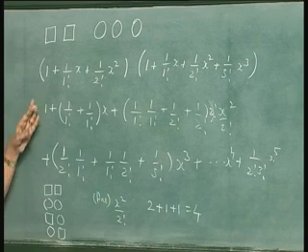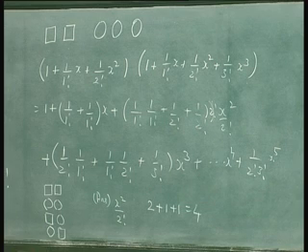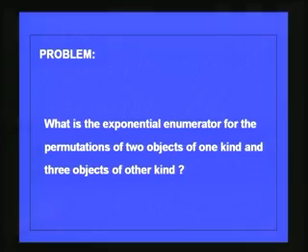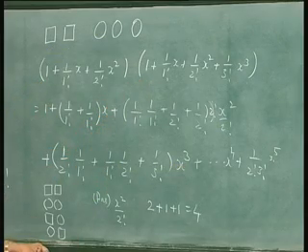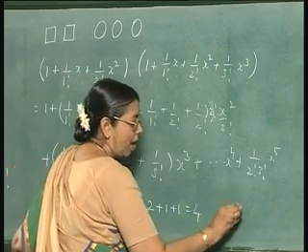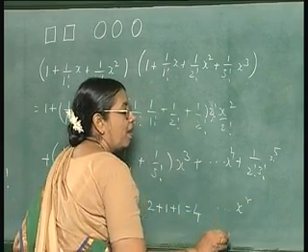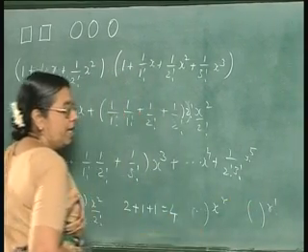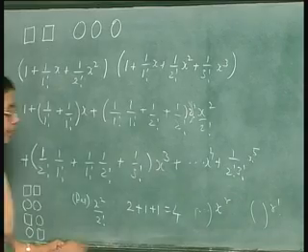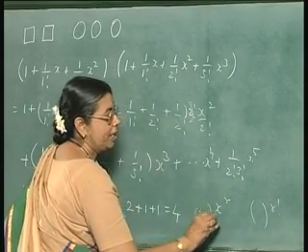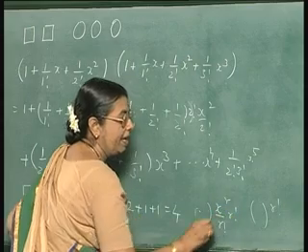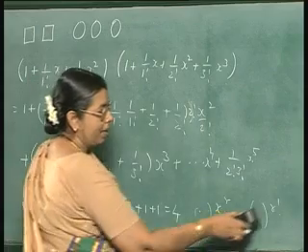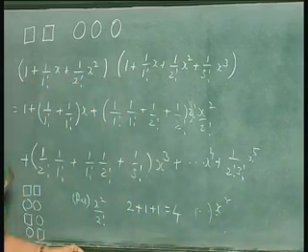So, the exponential enumerator for permutation of 2 objects of one kind and 3 objects of another kind is given by this product, and if you take the coefficient of, say, x power r, that coefficient into r factorial will give you the number of permutations, because you have to express an exponential enumerator in this manner. So, the coefficient of x power r in this product multiplied by r factorial will give you the number of permutations.